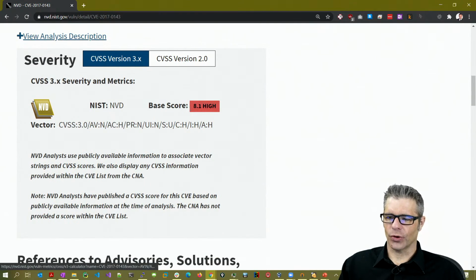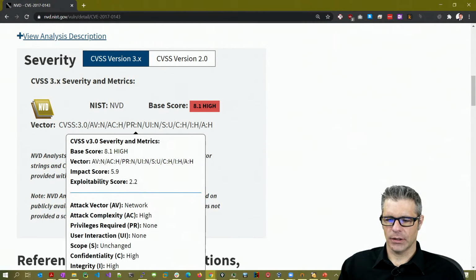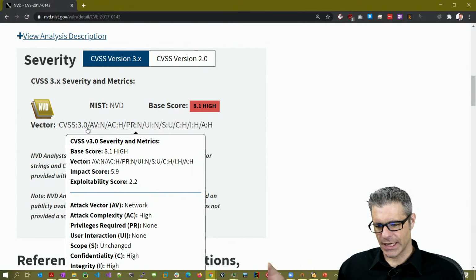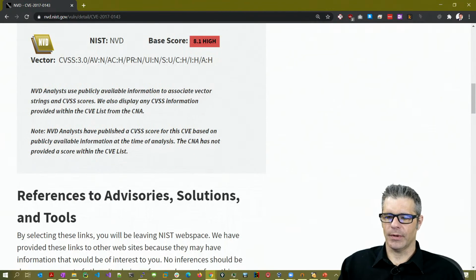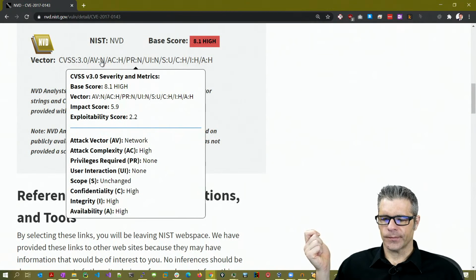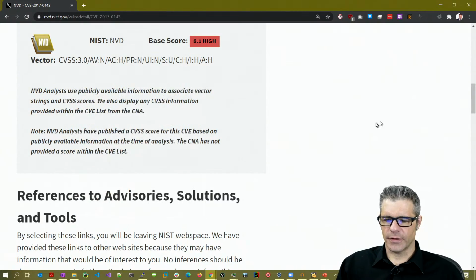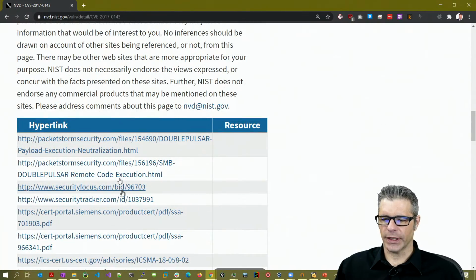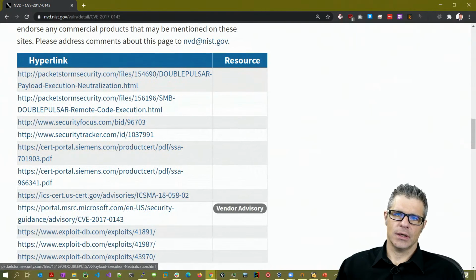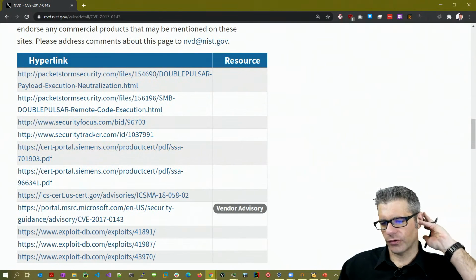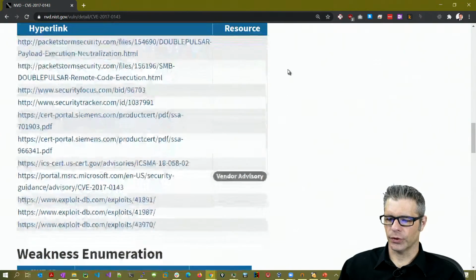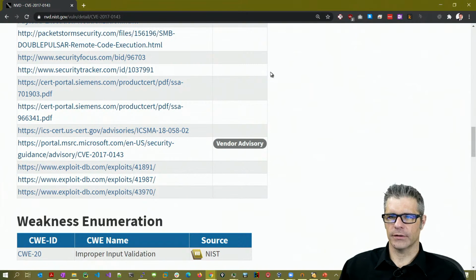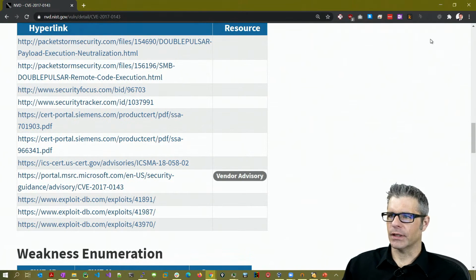And again, here's our base score of 8.1 that we looked at earlier. And the various vectors that I didn't bother to drag you through, but the attack vector, the attack complexity, the privileges required. I think there's a slide back there that talks about those. The scope, blah, blah, blah. So all of the things that are in there, and then the hyperlinks to the various web resources talking about it. This was Double Pulsar, Eternal Blue, that series of vulnerabilities. So it's kind of a big deal.